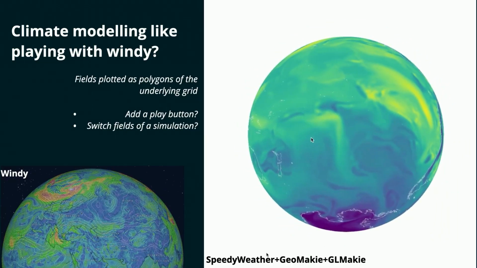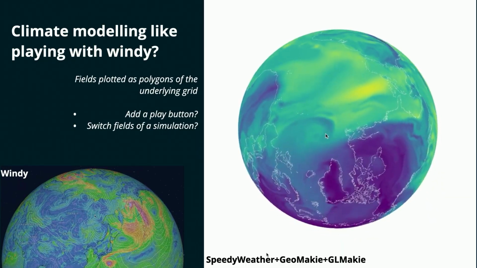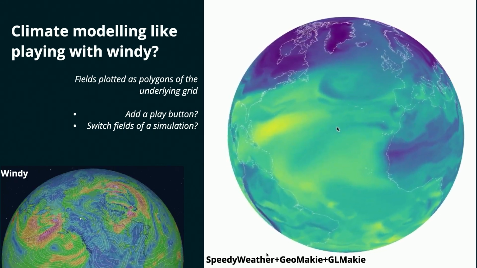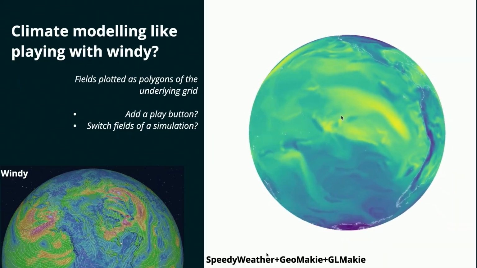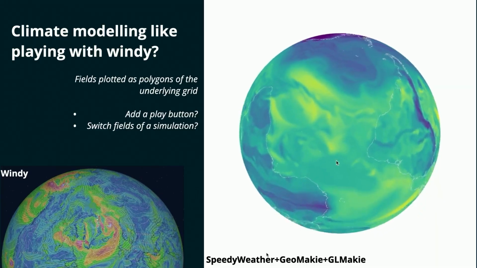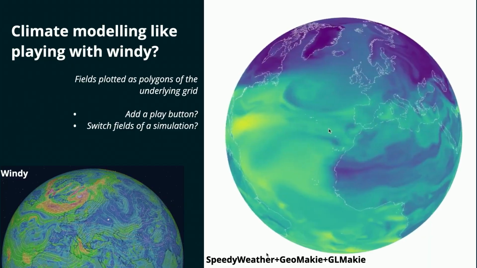But otherwise this is just an existing GeoMakie, GLMakie, where I just have some field that was simulated by Speedy Weather, plotting the polygons. This is also thanks to some work that Anshul did, just plotting the polygons, so there's actually no interpolation involved. Every grid cell just has a color as a polygon, and they're all just put together with some coastlines on top for orientation.